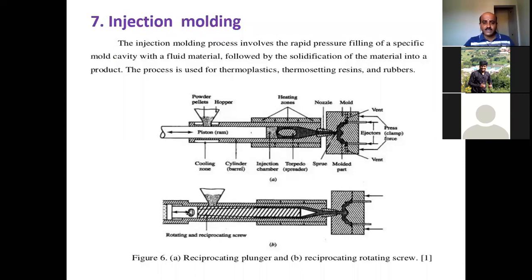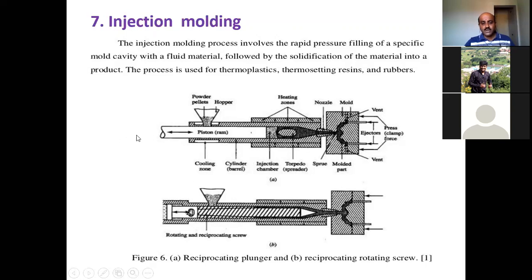So this is the diagram. What you can see here is the front view and this is the top view of the process. Here we have a hopper through which we pour the material. We have a piston or a ram. We have a mold here. This is called the heating zone, and this is a cooling zone, cylinder, barrel, injection chamber.